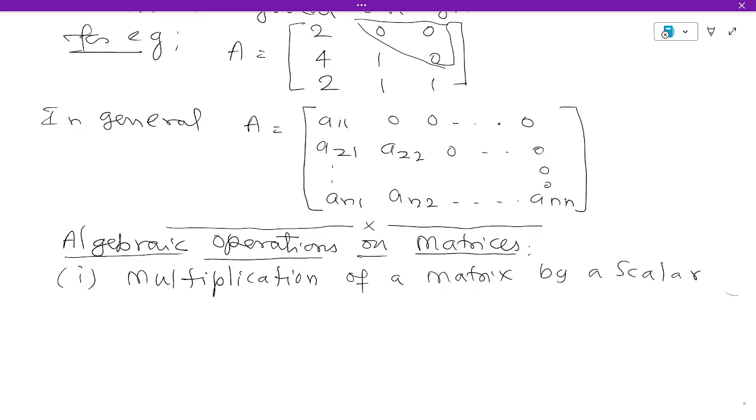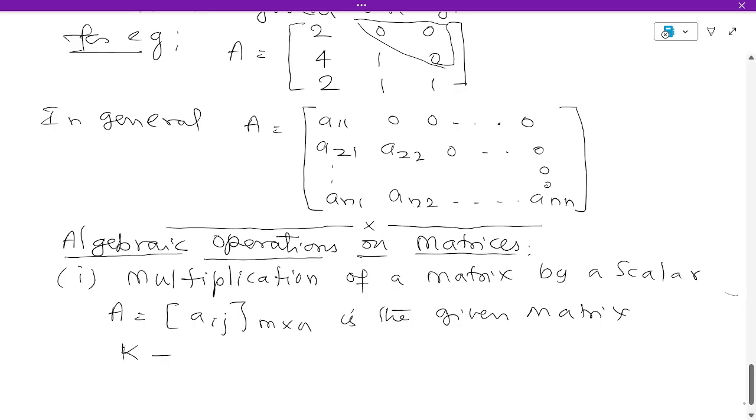See, for example, in case A equal to Aij of order m by n is the given matrix. In case I take some scalar k, k is the scalar, and I multiply with that k, the matrix will become k into Aij. That means you have to multiply each and every element with k inside the matrix of order m by n.